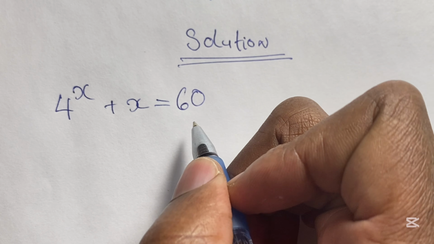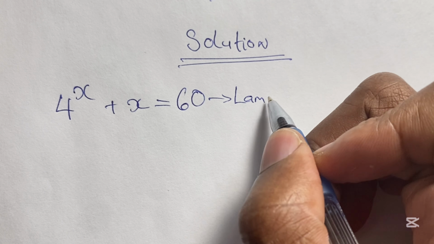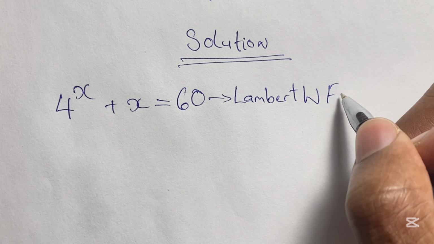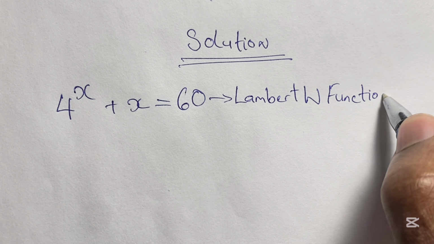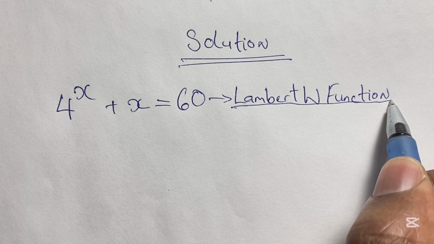Now let us see if we can solve this equation. We have 4 to the power of x plus x is equal to 60. In this equation we're going to use a special type of function called the Lambert W function. And this is a very special kind of function where we use this to solve equations where the unknown is in the power and also in the base.